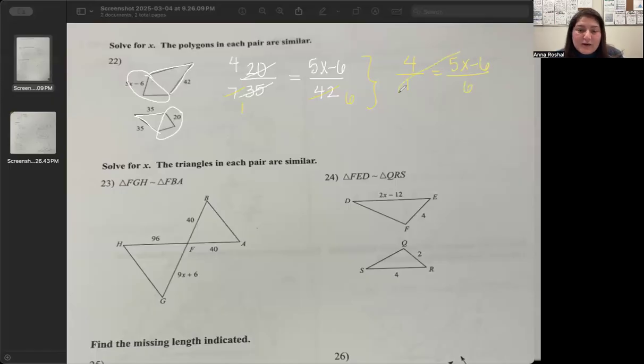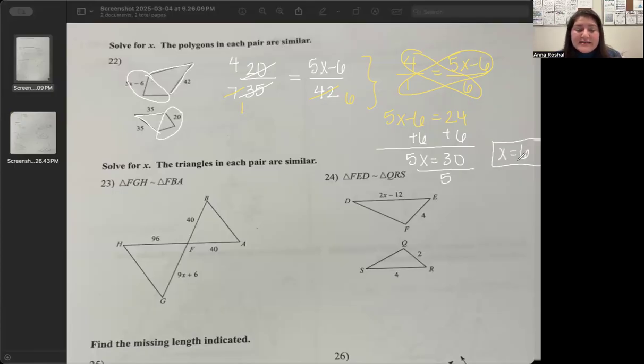And realistically, when I multiply anything by 1, it's just the same thing. So I'm just going to go 5x minus 6 equals this 4 times 6, which is 24. I am not a fan of this yellow. Okay. We add 6 to 24. We get 5x is 30. Divide by 5 on both sides. X is going to be 6.